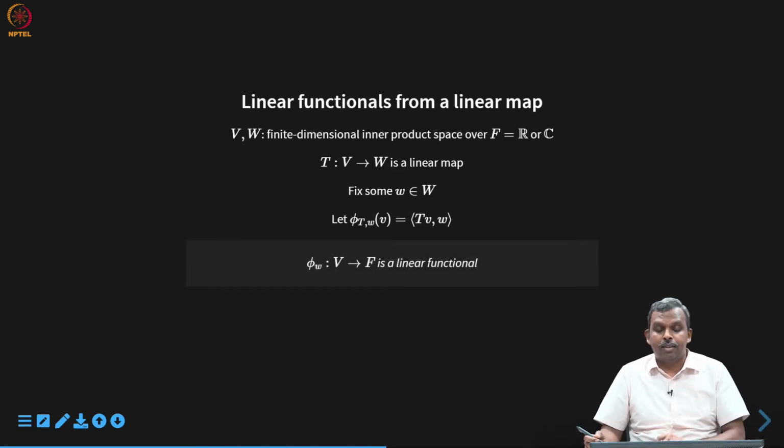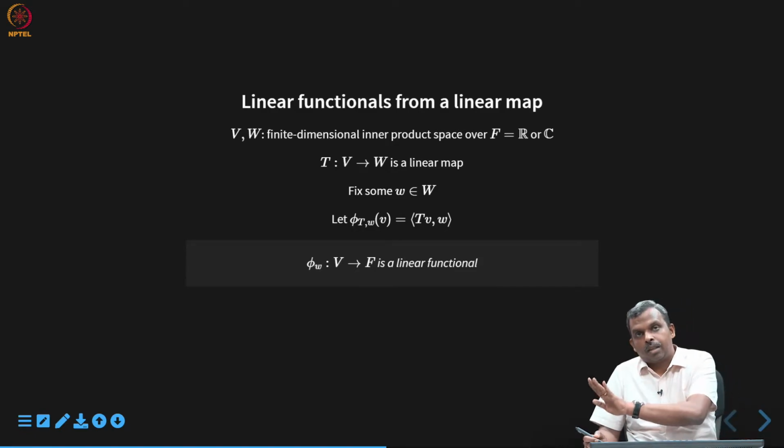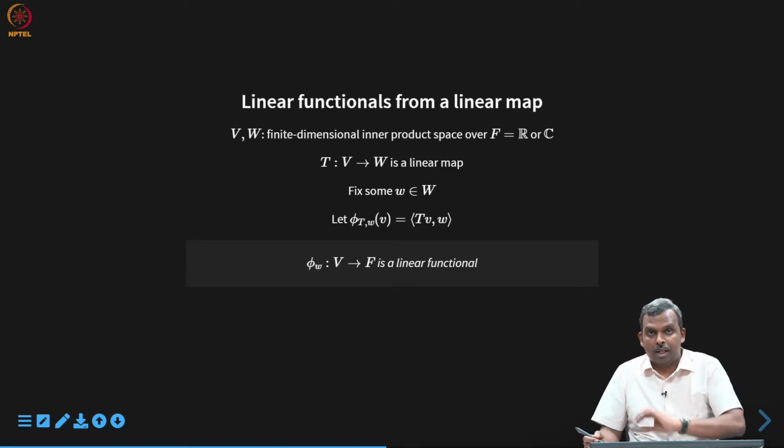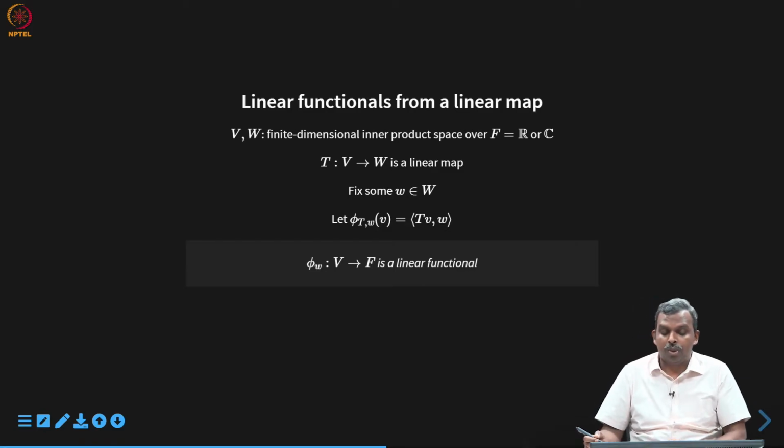We will fix some small w in the range space, capital W. We'll pick one vector w there, and then I will define this linear functional from V to F, which is defined as mentioned here. So, you take the inner product of Tv and w.